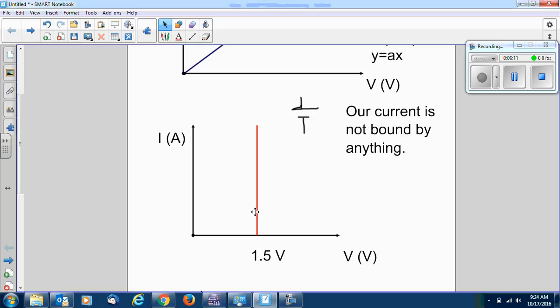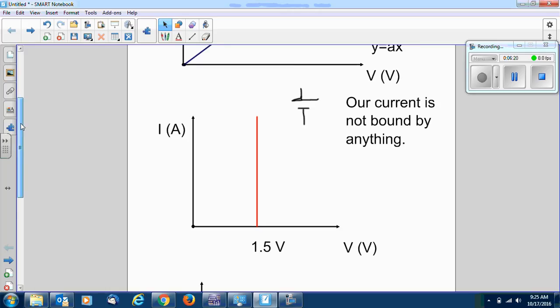A real 1.5 volt battery will probably get discharged way before it can give you 100 amps. But theoretically, that's what it should look like.